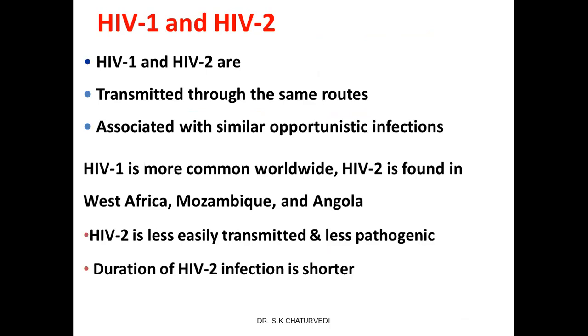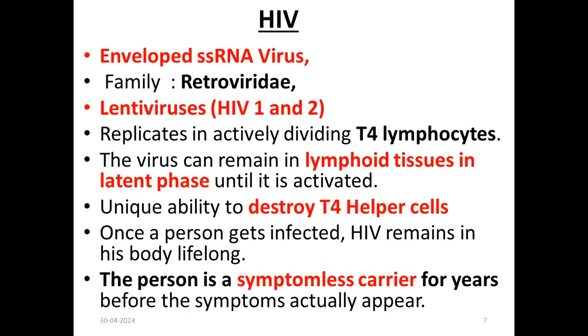Now, HIV-1 and HIV-2 both are transmitted through the same route, and both cause opportunistic infections. You should know the definition of opportunistic infections and understand it. HIV-1 is more common and is found in West Africa, while HIV-2 is less pathogenic and has a longer duration. Now, coming to the structure of the virus, we should know that.